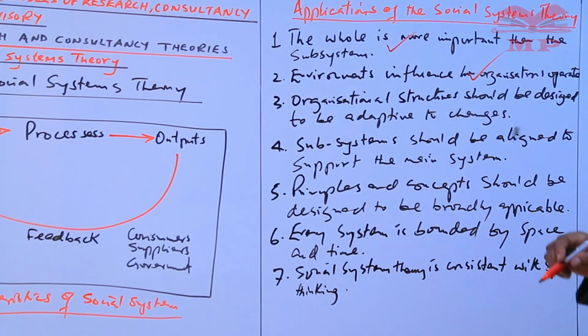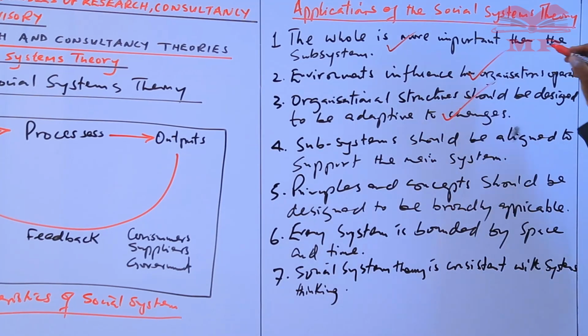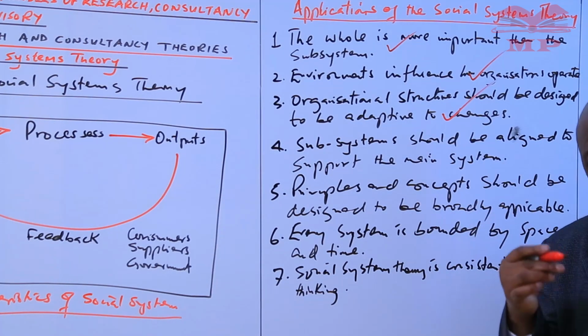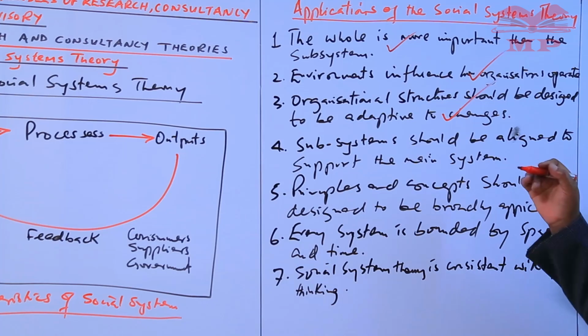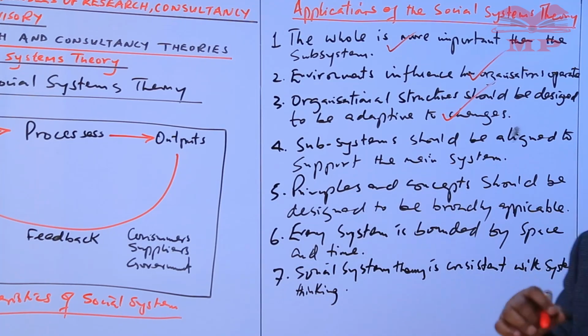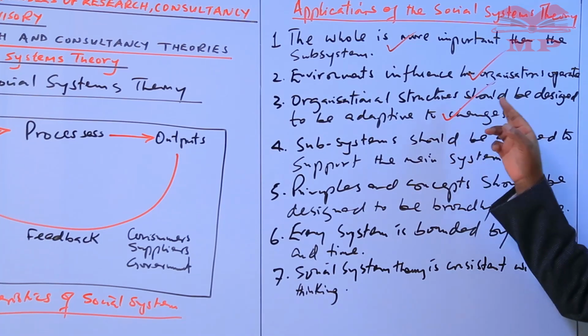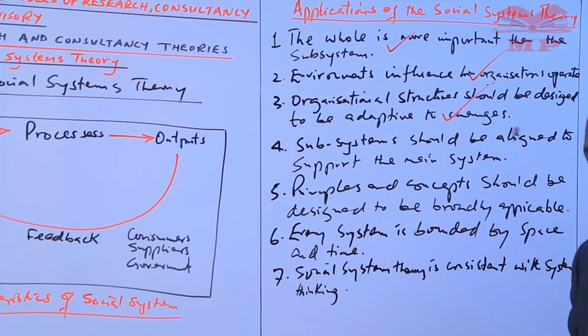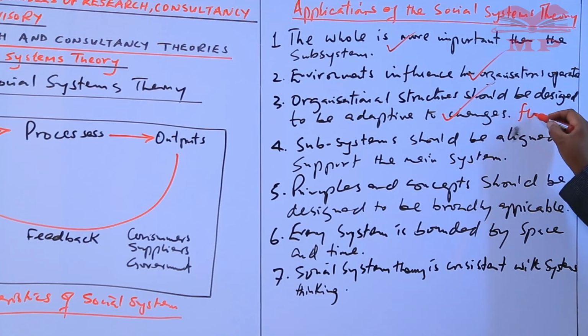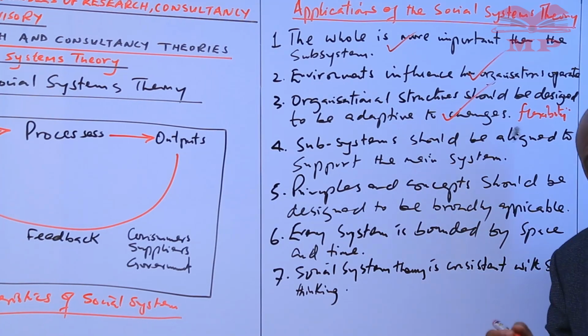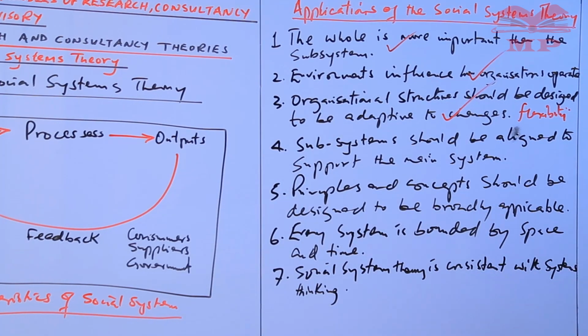Then thirdly, organizational structures should be designed to be adaptive to change. So this social systems theory can inform those designing organizational structures, so that the organizational structures are designed with an element of flexibility, so that they can operate and adapt to changes.